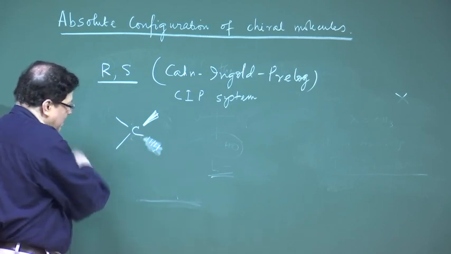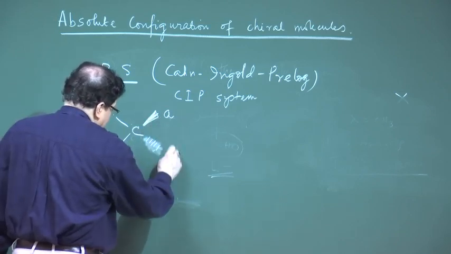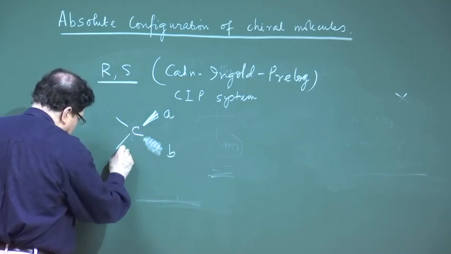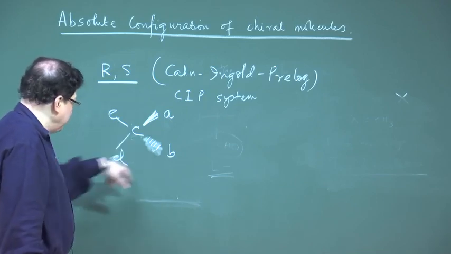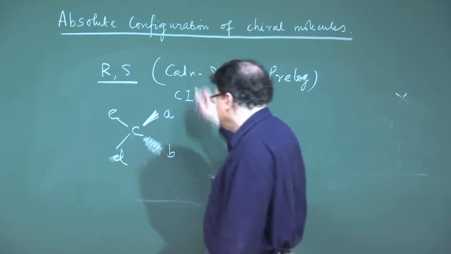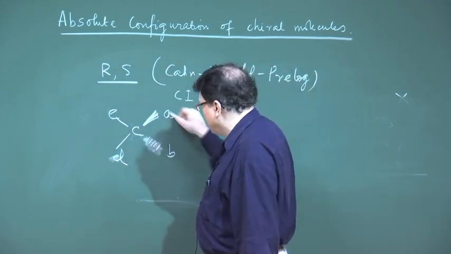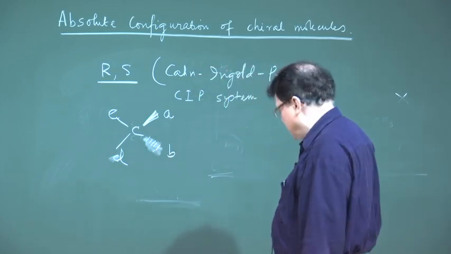Okay. Now, this is a carbon which is a tetrahedron, and suppose it has four ligands A, B, D and E. In this scenario, what this IUPAC system, this RS system, tells is that you assign what is called a priority sequence to the groups, the ligands.